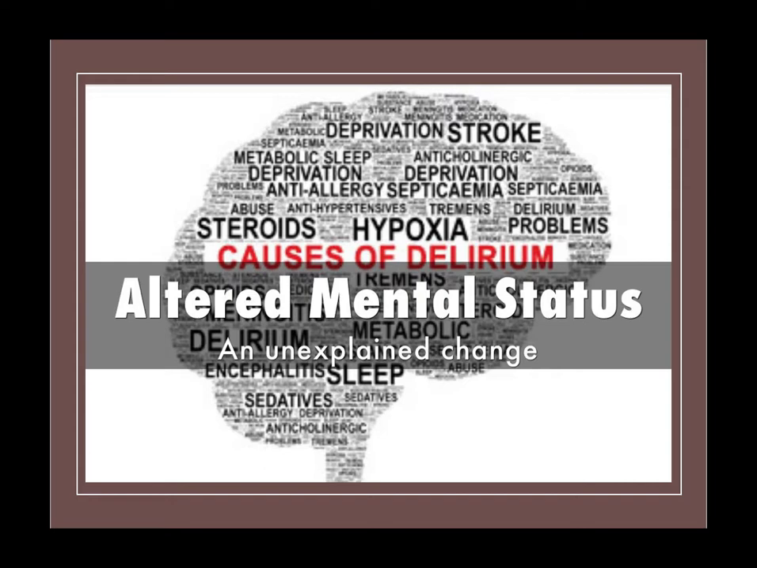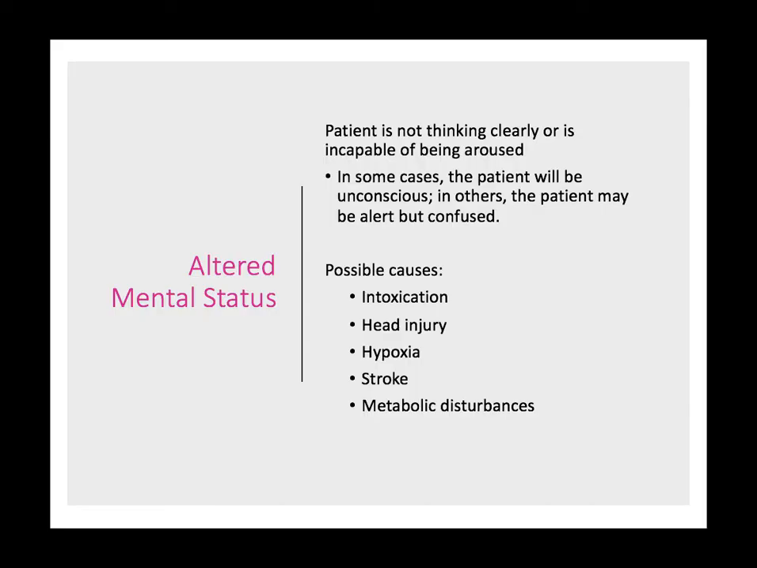So let's get into this whole AMS, or altered mental status. Any altered mental status is a result of an unexplained change. So, for example, I don't know why, but Aunt Judy is acting super weird. That's an altered mental status. There are a bunch of different causes, but the patient is basically not thinking clearly or is incapable of being completely aroused. So in some cases, the patient's going to be unconscious, and in others, the patient might be alert but confused.